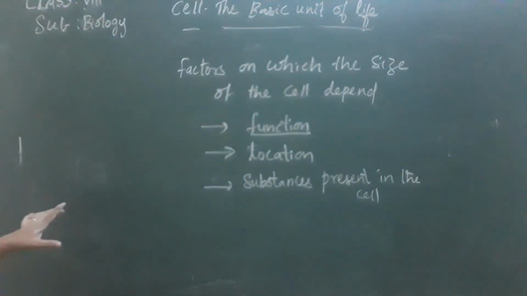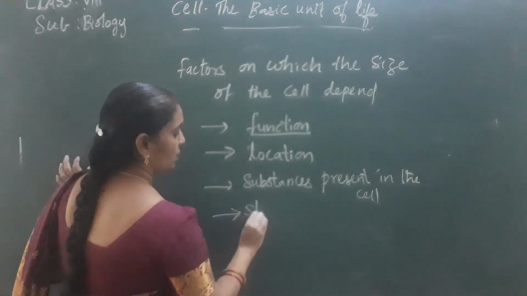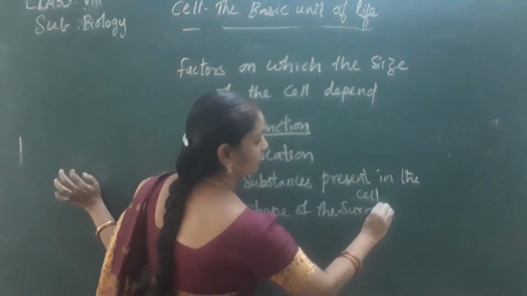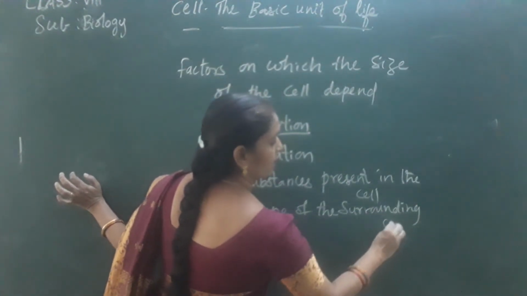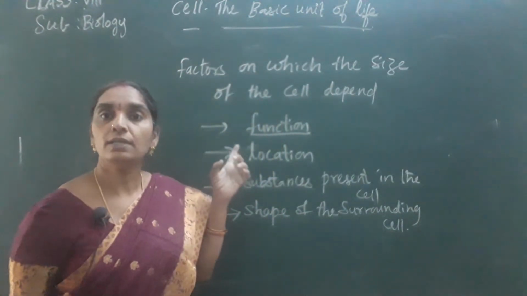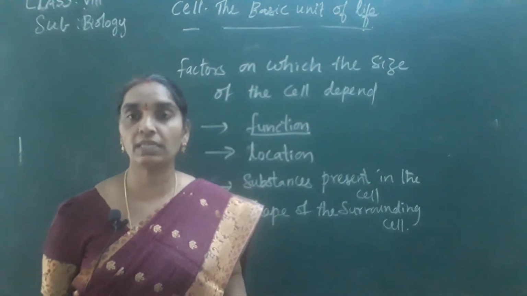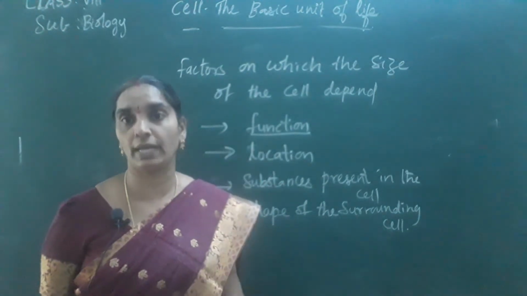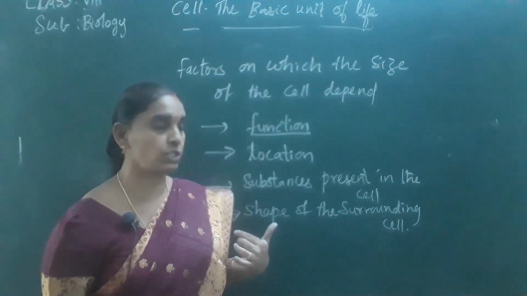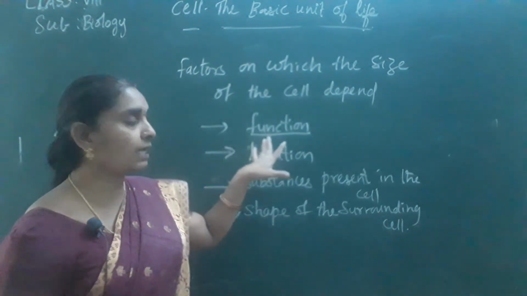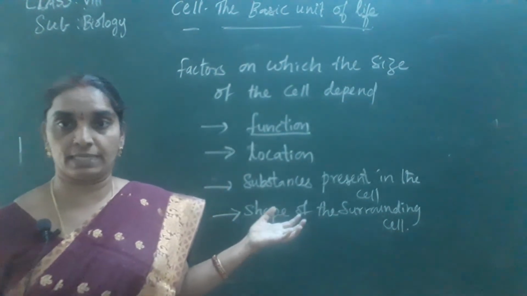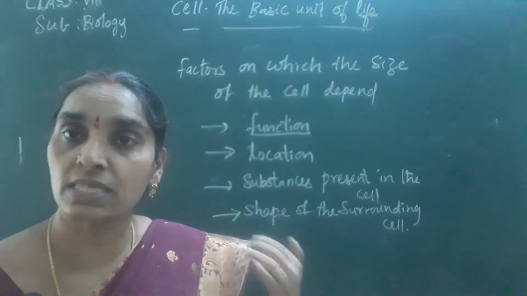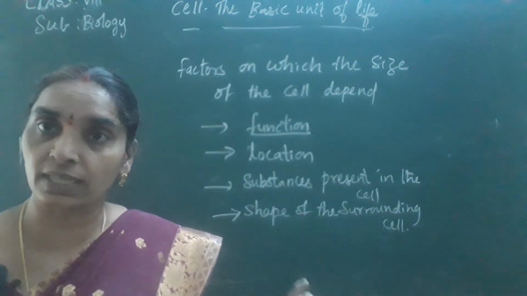Cell organelles and the shape of the surrounding cell. As you very well know, the nerve cell performs the function of transferring messages in the human body. The nerve cell is elongated in structure and shape, and it is related to its function to transfer the messages. Its location is in the nerve, and its function is to transfer the messages.